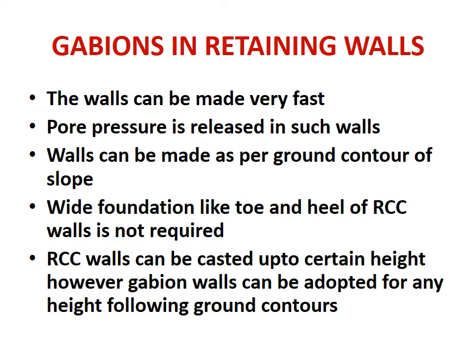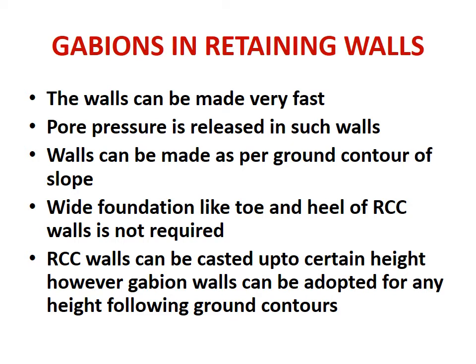Then gabions in retaining walls. Let us discuss: the walls can be made very fast. That is the advantage. More pressure is released in such walls. Walls can be made as per ground contours of slope. So that is the advantage over RCC walls, because we don't need vertical walls when we are using gabions. And then a wide foundation like the toe and heel of RCC walls is not required, and even this can be placed on different levels, so that is another advantage.